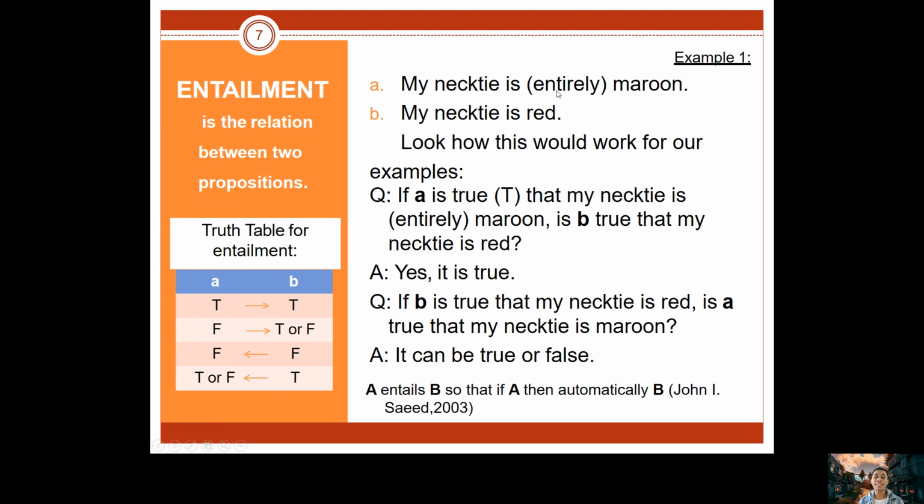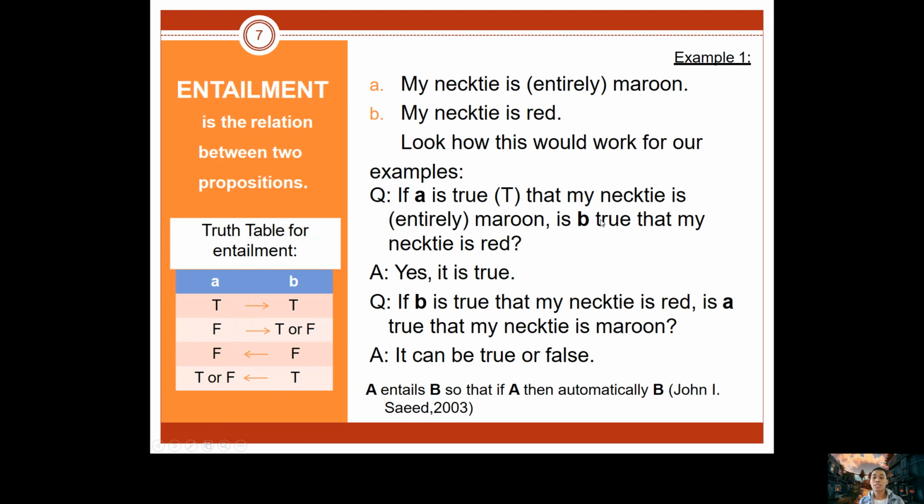My necktie is entirely maroon. Okay, how about B, or the second sentence? My necktie is red. Let's look at how this would work. For example, if A, the first premise, is true, that my necktie is entirely maroon. Okay, that necktie is entirely maroon.